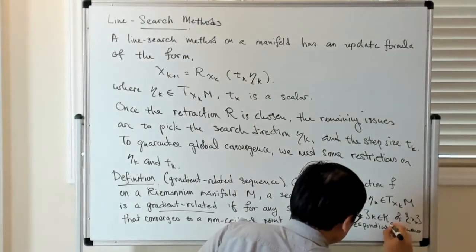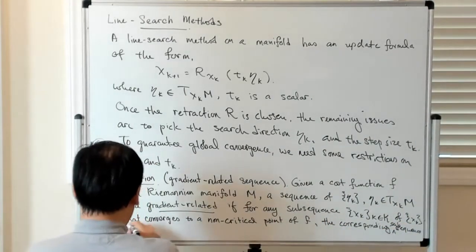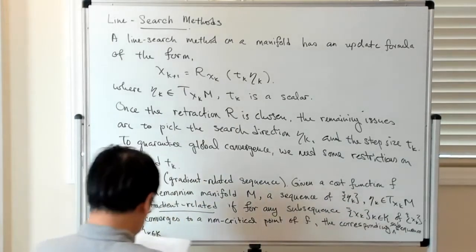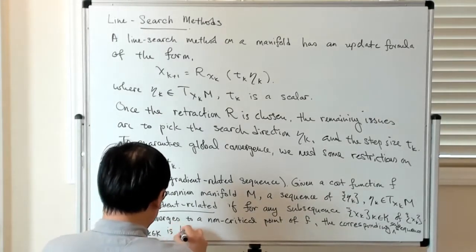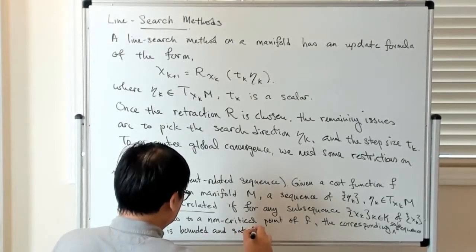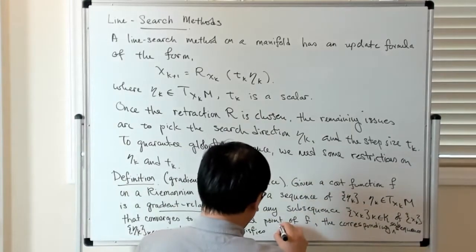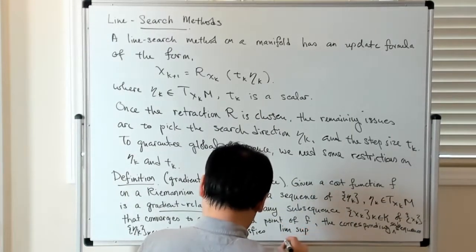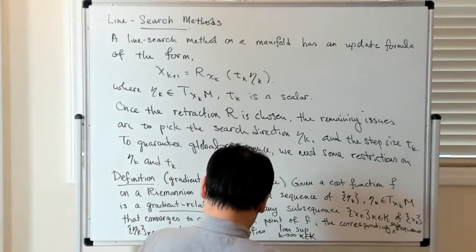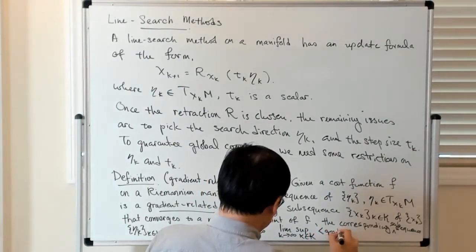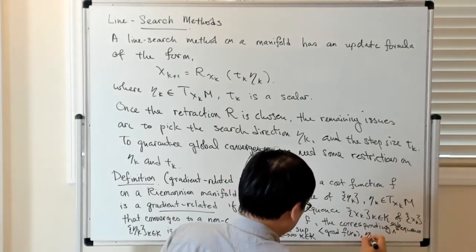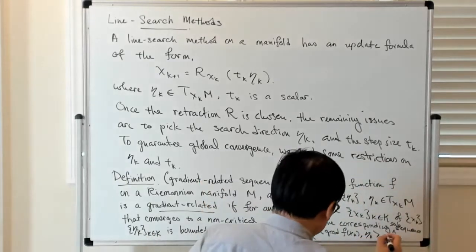Corresponding subsequence, right? Where K is now in the same index set, is bounded and satisfies a condition as follows: that the lim sup as K goes to infinity, where K is in this index set, of the gradient of f at xk with the search directions is negative.